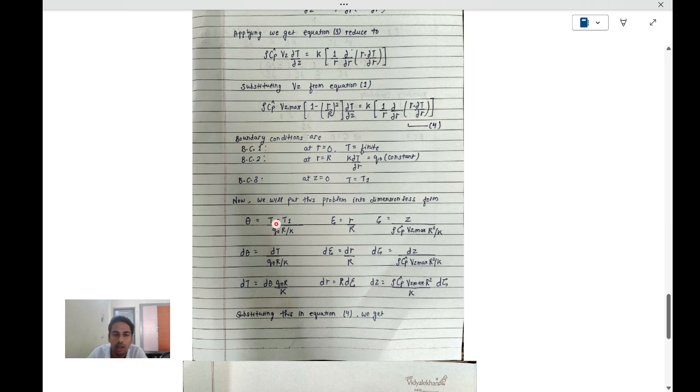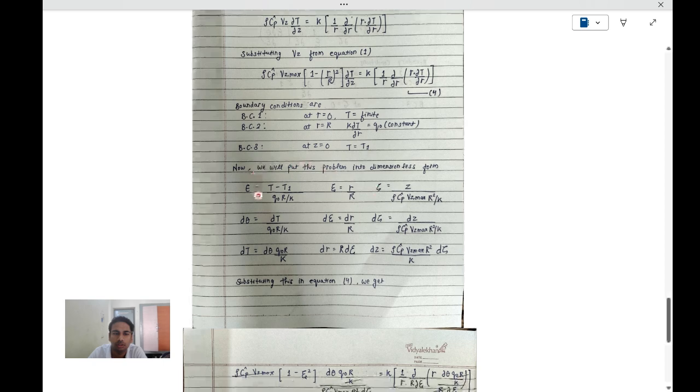Now, if we look into the boundary conditions, there are three boundary conditions for solving this equation. Boundary condition number 1, at r equal to 0, t equal to finite. Boundary condition 2, at r equal to capital R, k into del t upon del r equal to q naught, which is constant, as a constant radial heat flux is provided at the wall. Therefore, this assumption is taken into account. And boundary condition number 3, at z equal to 0, t is equal to t1.